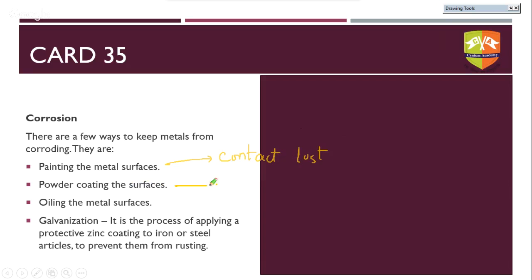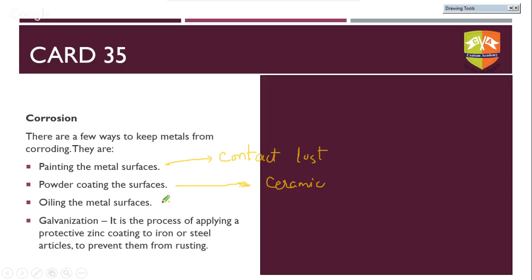Second, we do powder coating of surfaces. Basically, we are putting in either some ceramic material or some other element which can be coated on other elements so that they lose contact with the air or with moisture, and therefore rusting is avoided.